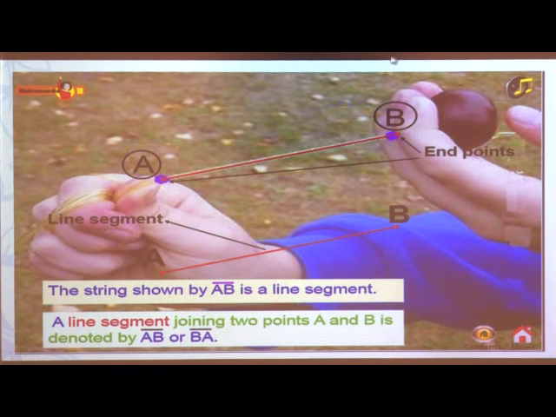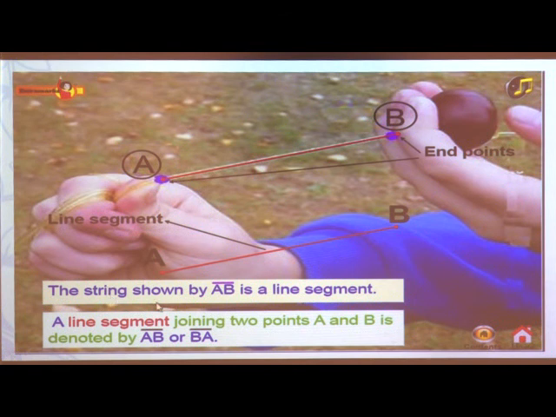Now, see here students, it is a string. A string is shown here. It has two endpoints. The first endpoint is A and the second endpoint is B. When the two endpoints are here and a line is drawn, this is called a line segment, where we have two endpoints as A and B, and we call this line segment AB.